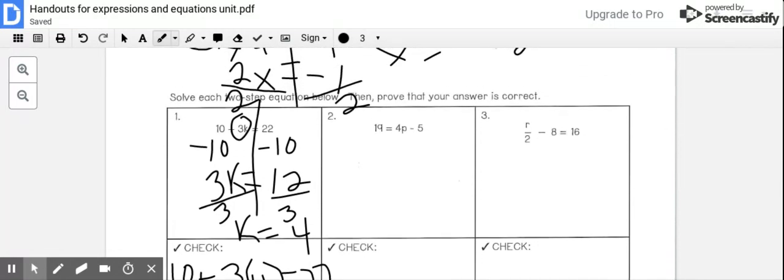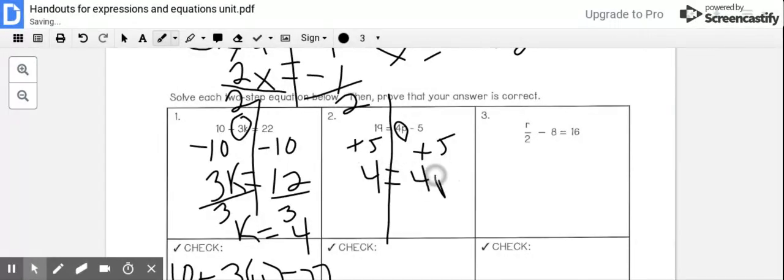Okay, the next problem. A lot of kids think, well, it's on the wrong side. That does not matter. You do not need to flip them around because people make mistakes when they do that with the signs. So go ahead and do everything the same as we were doing. So if you want to circle the 4p, you can. So the opposite of -5 is +5. +5 here. And we have 24 equals 4p.